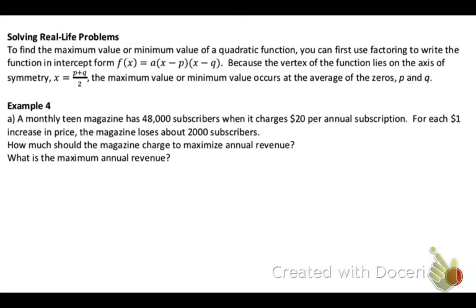All right, now let's look at some solving real-life problems. So to find maximum value or minimum value of a quadratic function, you can use factoring to write it into intercept form, and then you can find the vertex. Remember that the vertex from intercept form is p plus q over 2. The maximum or the minimum value occurs at the average of those zeros. We find the middle. We also have the other forms at our disposal as well, like standard form.